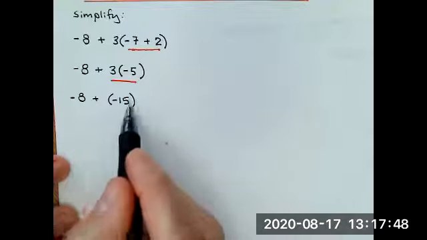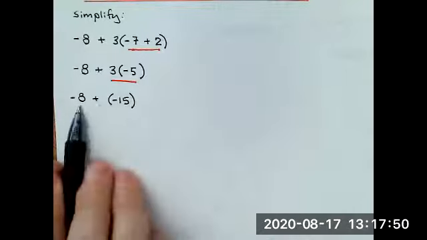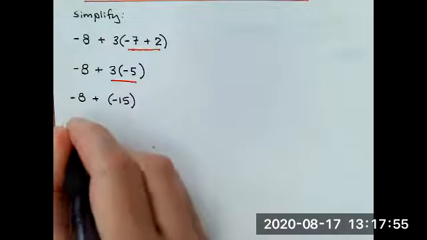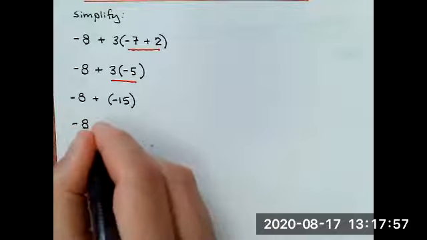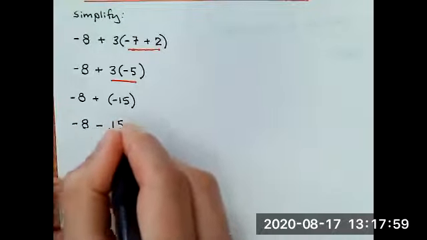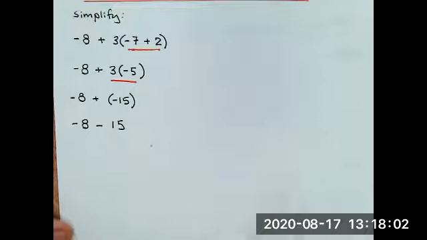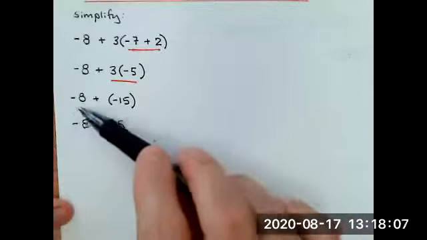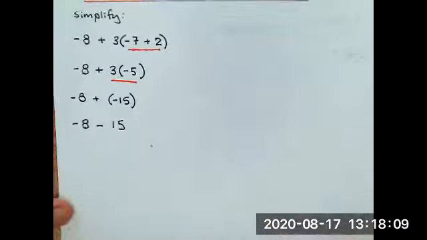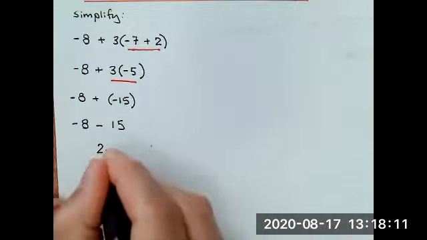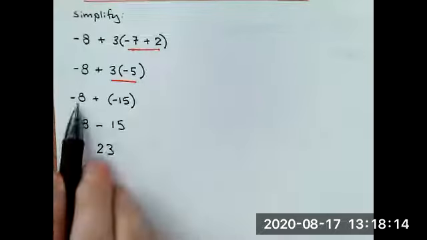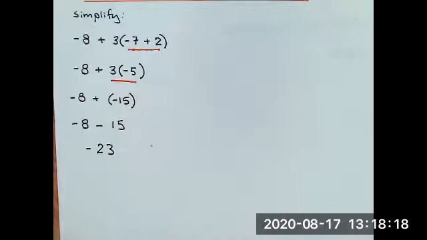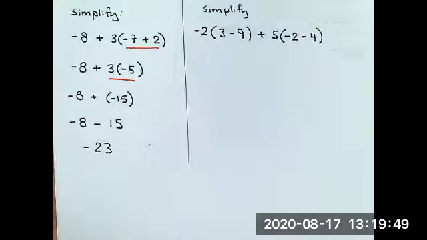which is kind of how I want you to think about it, because you're adding two numbers with the same sign. But eventually you'll write it like this: -8 minus 15. But you want to remember that you're adding two numbers with the same sign, so you add 8 and 15 to get 23. But since you're adding a negative and a negative, the result is negative. Let's do another example.